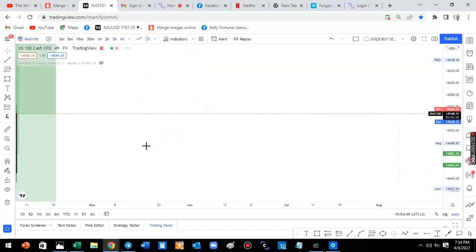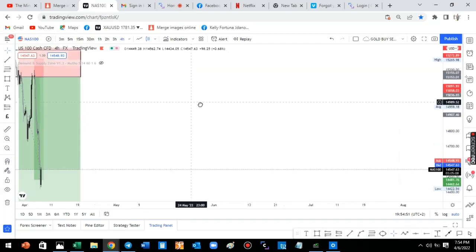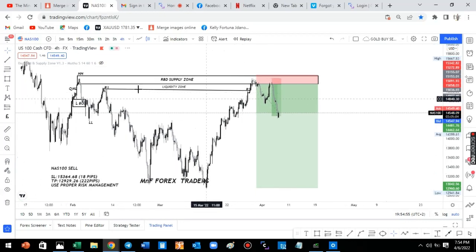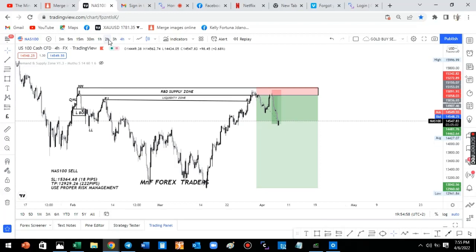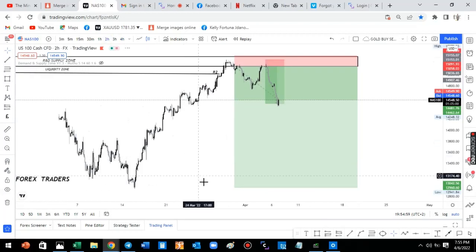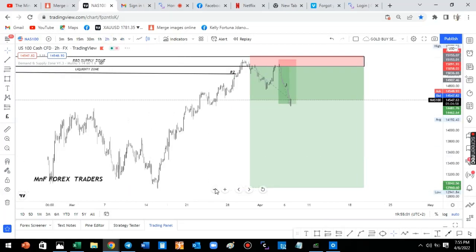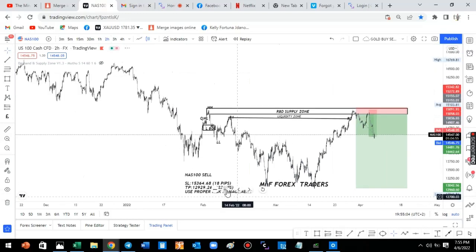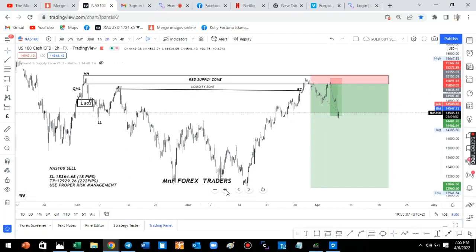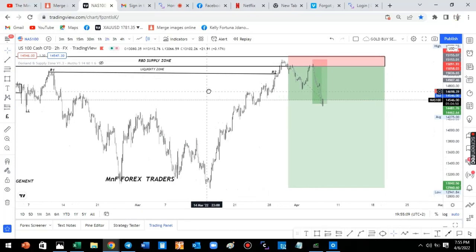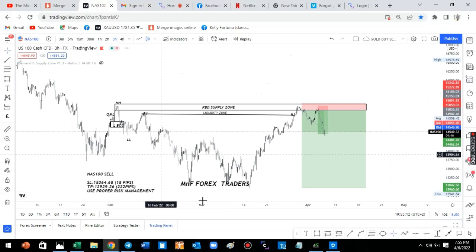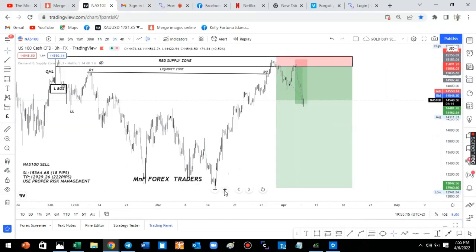4-hour time frame. Yeah, this is a beautiful setup. Let me go to my 2-hour time frame. Is it 12 or 4 hours? Let me just confirm. Yeah, you can see this was a very beautiful setup, exactly like the model I was just explaining to you.